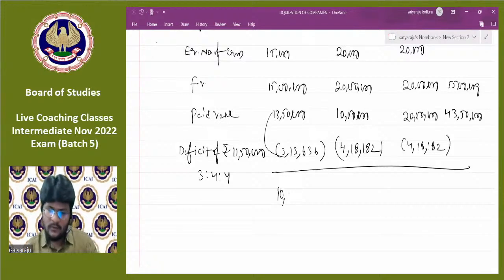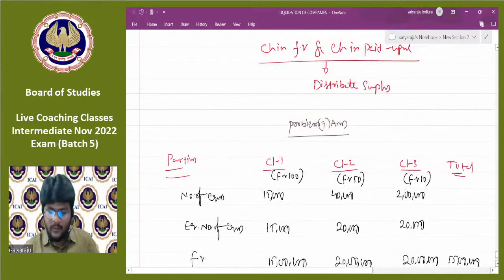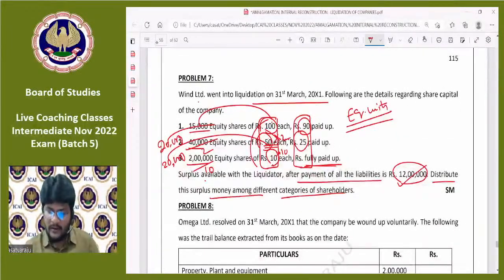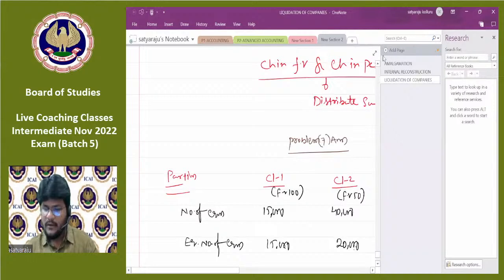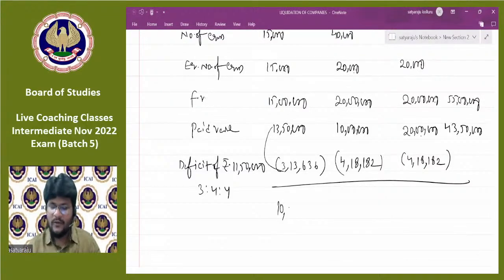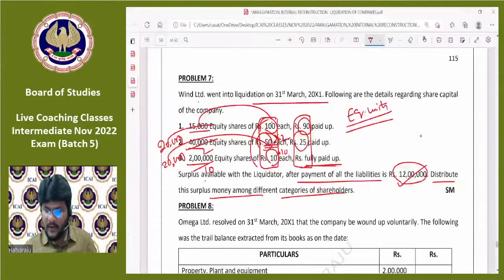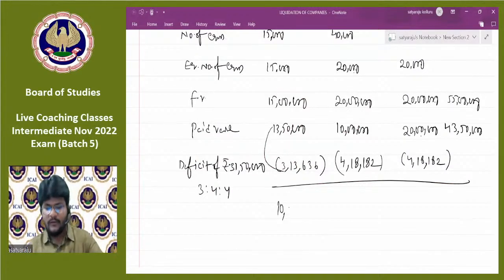One second, guys. One second, all of you. Deficit is not 11,50,000. I am so sorry. Deficit, how do we need to calculate? Surplus of cash available, how much was given? 12 lakhs, no? Now such 12 lakhs you need to compare with this paid up value, 43,50,000. The difference is the deficit. I'm so sorry. 43,50,000 minus the surplus of cash available, which was 12 lakhs. So the difference is 31,50,000. Everything is correct only, no worries. Instead of 11,50,000, just put 31,50,000.